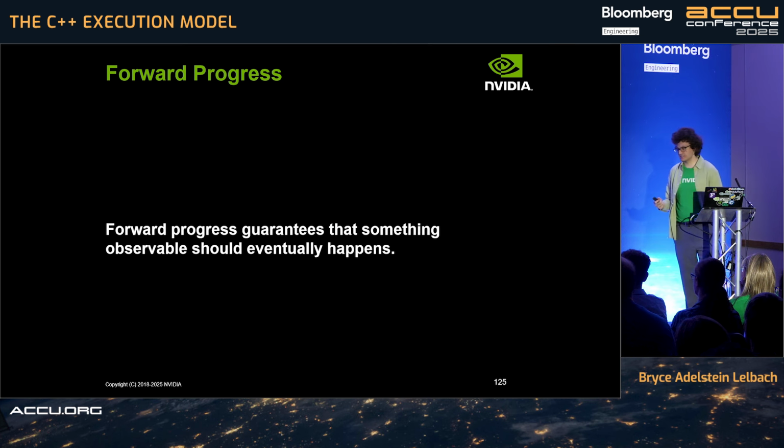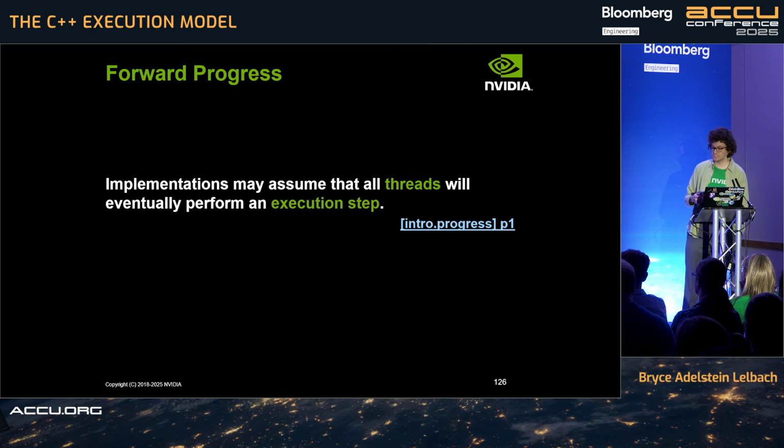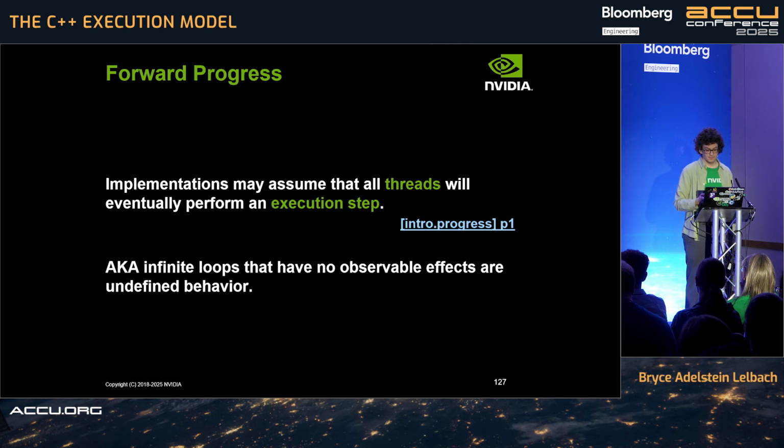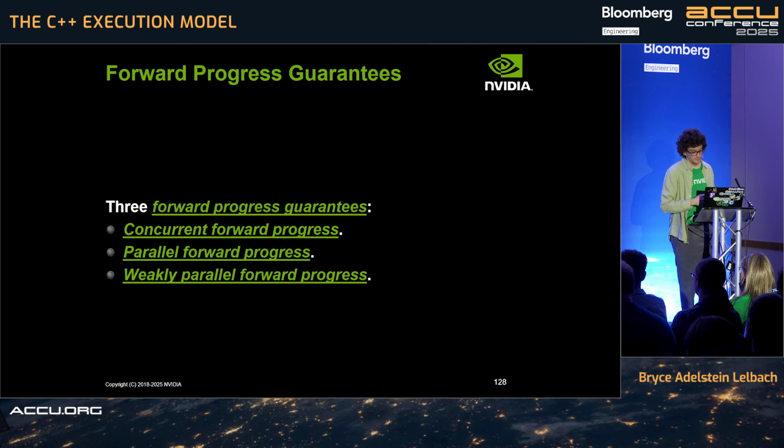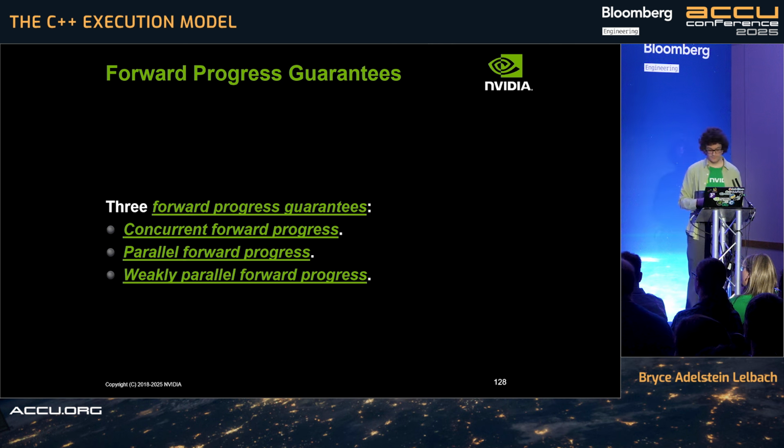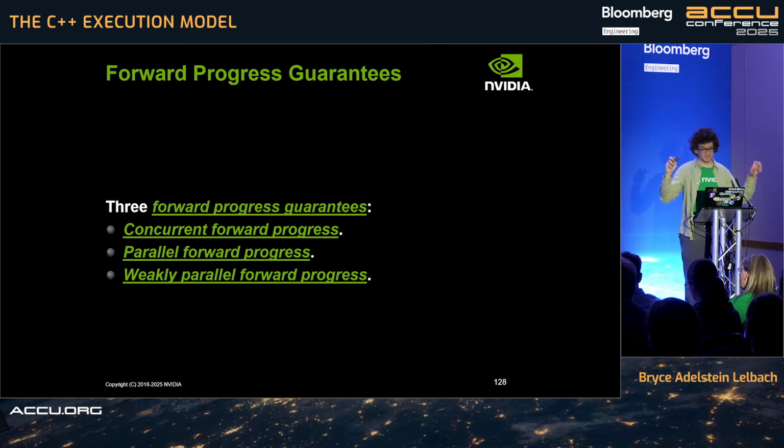So forward progress guarantees that something observable should eventually happen. Implementations may assume that all threads will eventually perform an execution step, aka infinite loops with no observable effects are undefined behavior, and the compiler can just delete them. Now finally, we can talk about forward progress guarantees, which is the last piece of our talk. And there are three: concurrent forward progress, parallel forward progress, and weakly parallel forward progress.